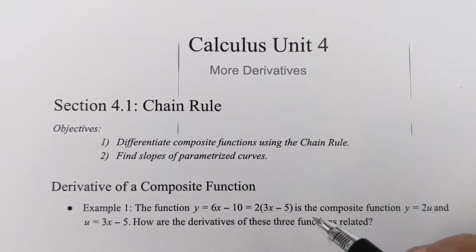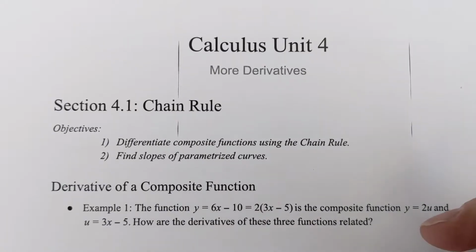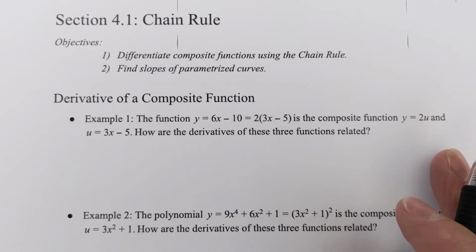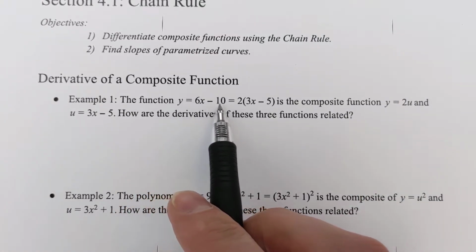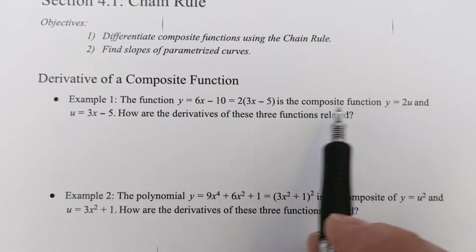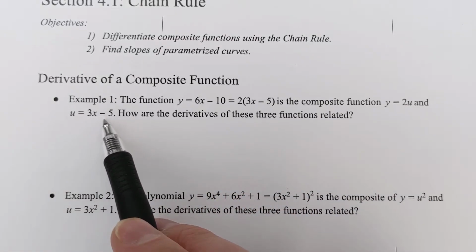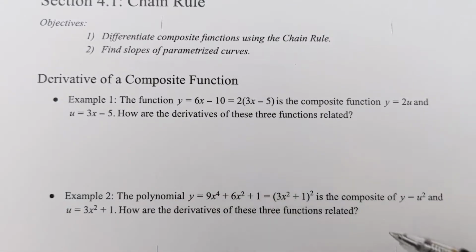You can also use it to do curves that have been parameterized, meaning they're written in terms of a third variable t. Okay, so example 1 here. The function y equals 6x minus 10 is the same thing as 2 times 3x minus 5, the composite function of 2u and 3x minus 5. How are the derivatives of these three functions related?